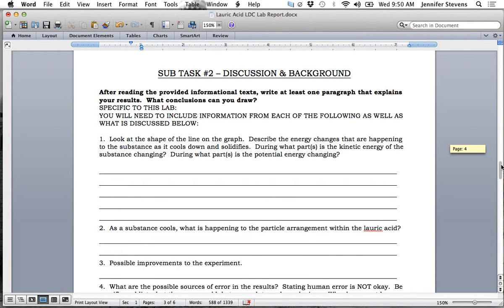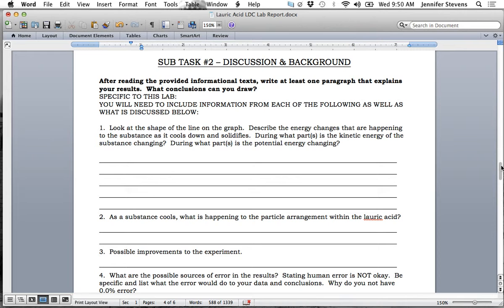The second subtask deals with your discussion and background. And this is really where we get into the provided informational text. You need to write at least one paragraph that explains your results, okay, and talks about the conclusions that you can draw. Now, you will need to include the information from the following as well as what is discussed below.